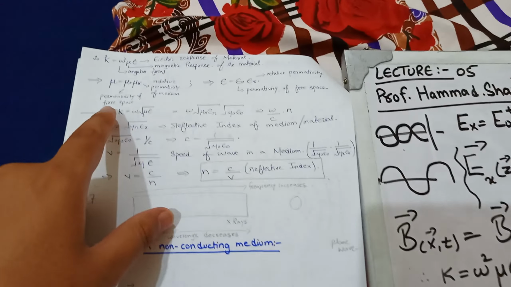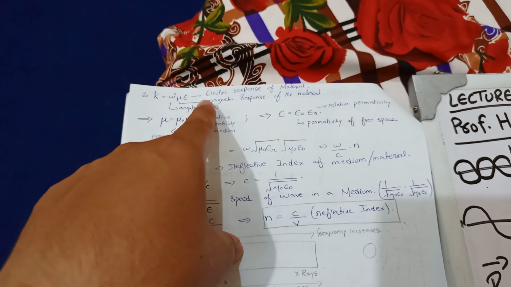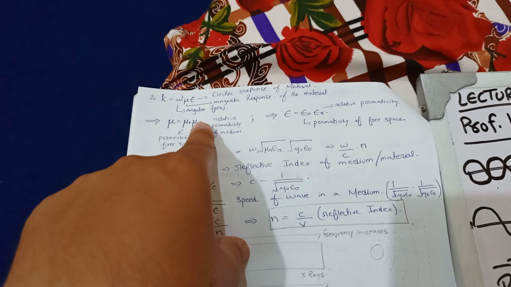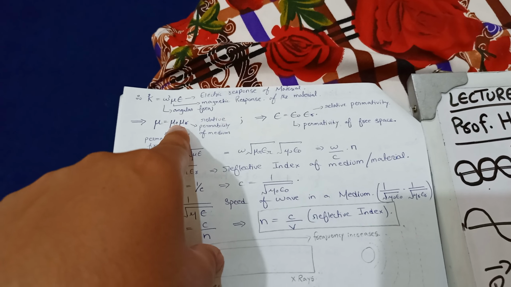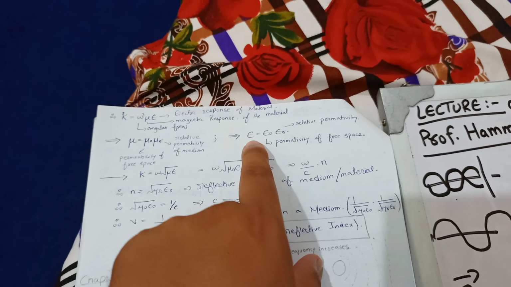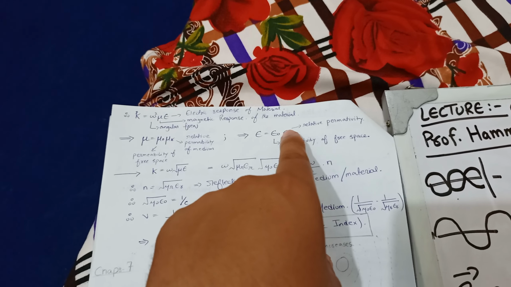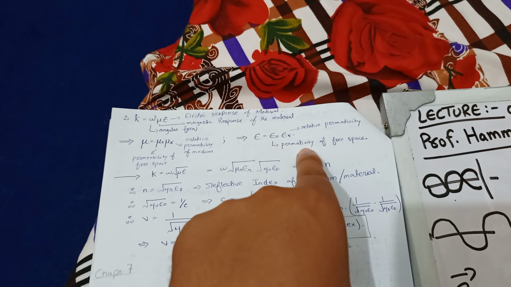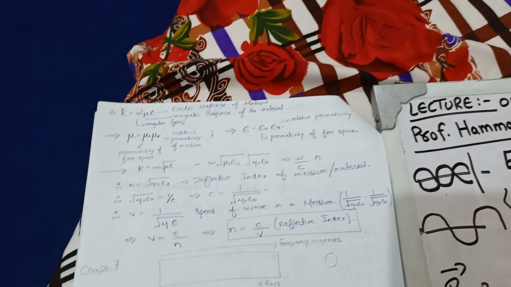I already wrote here, you can see your mu in this formula. k squared equals omega squared mu epsilon, where mu equals mu naught mu r, where mu naught is the permeability of free space and mu r is the relative permeability. Similarly, epsilon equals epsilon naught epsilon r, where epsilon naught is the permittivity of free space and epsilon r is the relative permittivity.